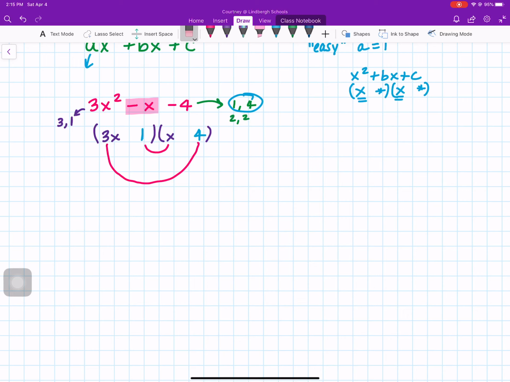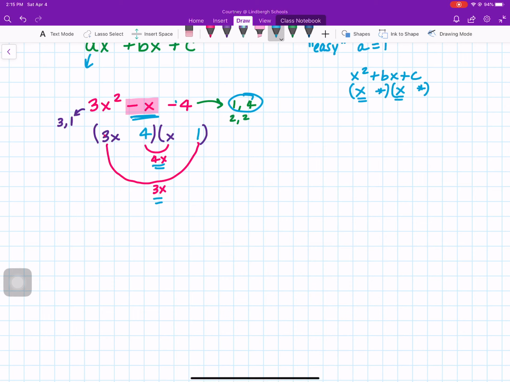But it doesn't mean we picked the wrong pair. Perhaps we should just rearrange the pair. So if I put 4 here and 1 here, and then I do the rainbows again, so I have 4x and 3 times 1, which is 3x, is there a way that 4x's and 3x's can give me negative x? And in fact, there is. Because if I subtract 4 and 3, I would get negative 1.